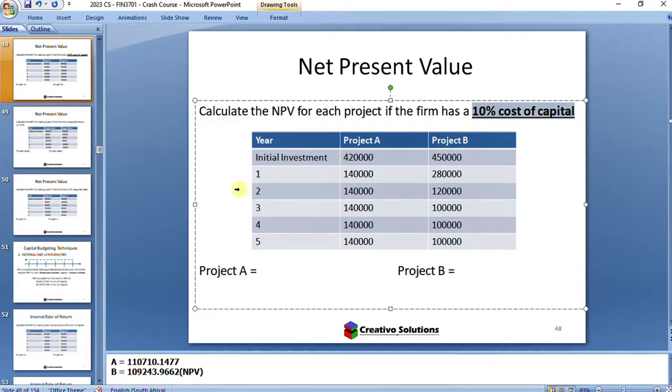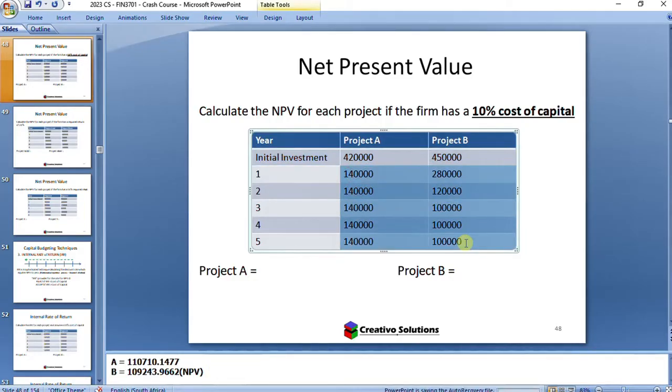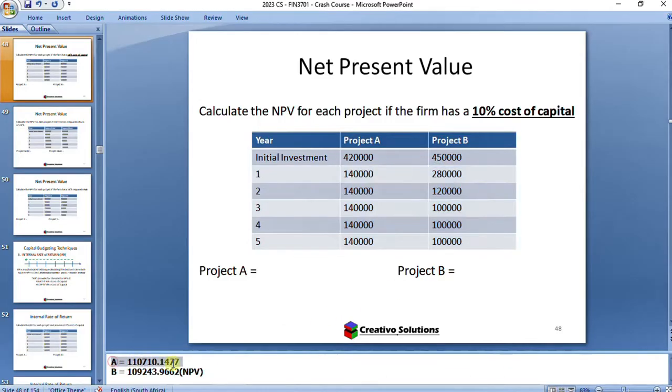Okay, don't forget the initial investment. Remember we spoke about the initial investment being the cost, the outlay. That must be negative. So when you're using your calculator, please remember to insert a negative there. Otherwise, you will get a different answer. All of those other amounts need to be positive when you're inserting them into your calculator using your cash flow function. How are we doing? Are we getting these, A and B?